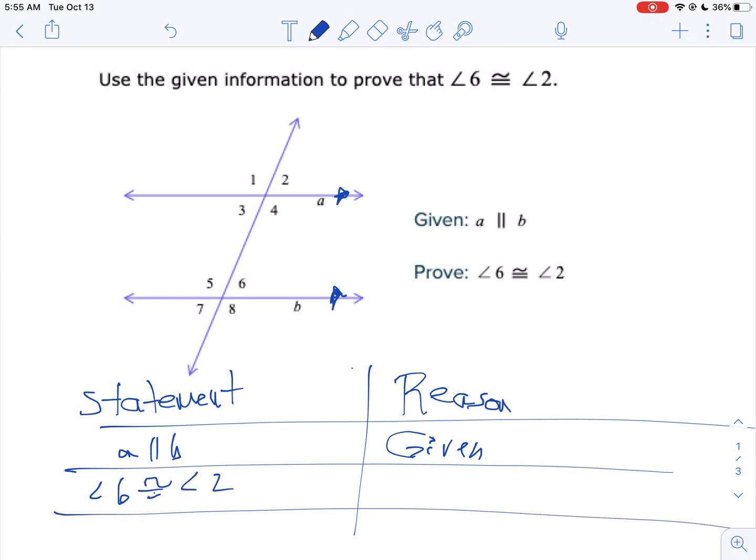Why? Because if the lines are parallel, then 2 and 6 are corresponding. The corresponding angles are congruent. That's all you had to do for that one.